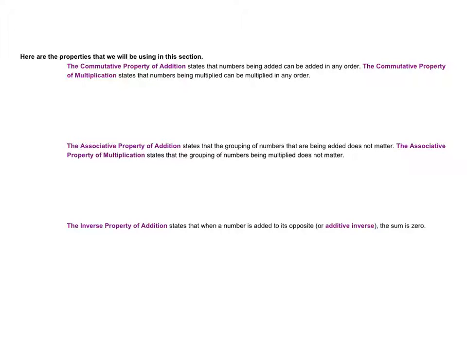So what we're going to be talking about are all of these addition and multiplication properties. To start out with, we have the commutative property of addition. That states that numbers that are being added together can be added in any order. So if I've got 4 plus 5, that would be the same as doing 5 plus 4. Okay, so commutative property of addition.